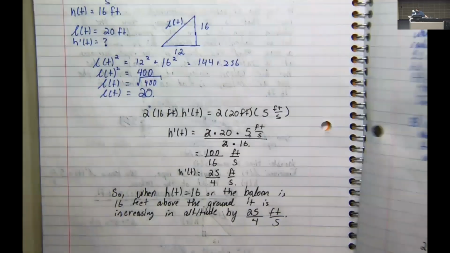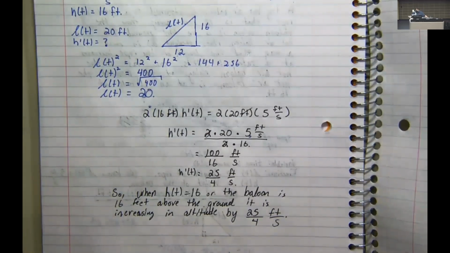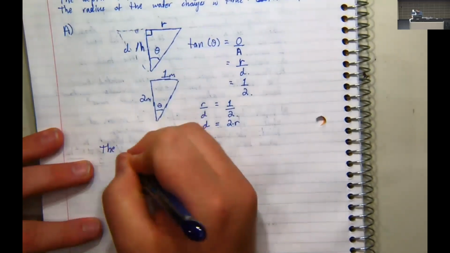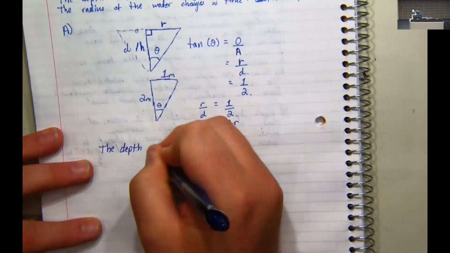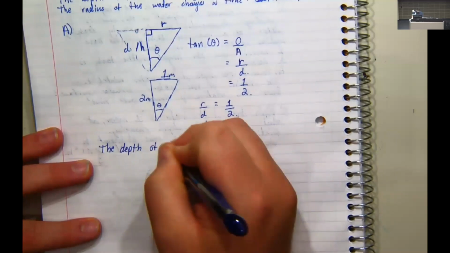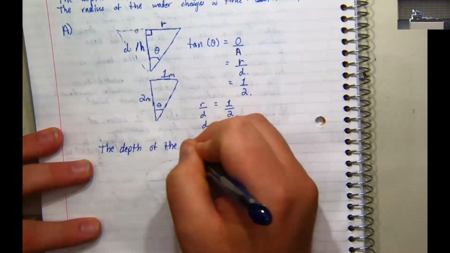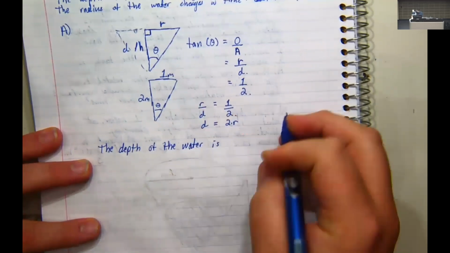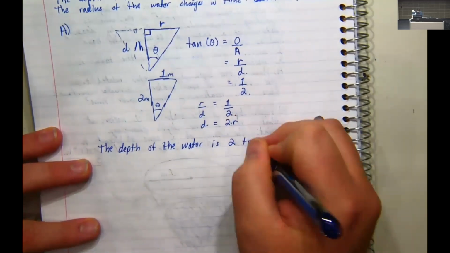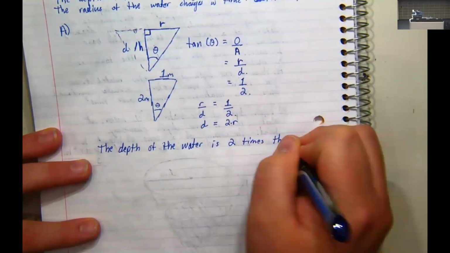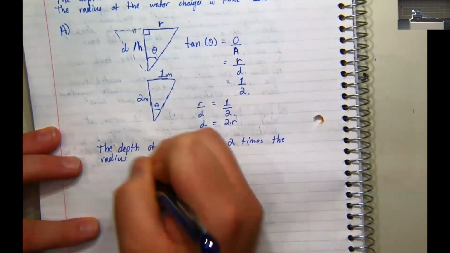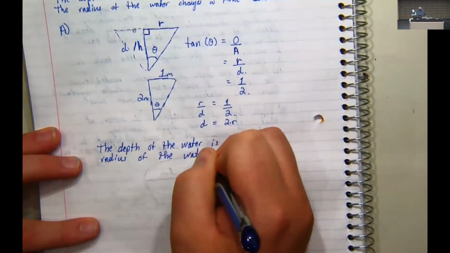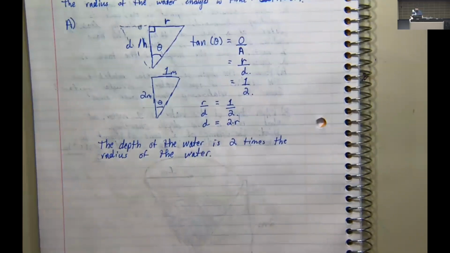So the first part, how is the depth of the water related to the radius of the water? The depth of the water is 2 times the radius of the water. Okay. So that is our answer to part A.